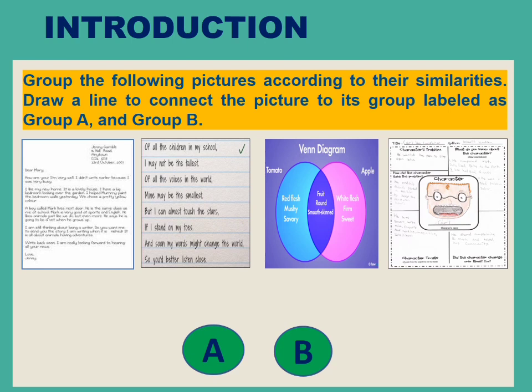Now let us see if you got the correct answers. Which of the given pictures are similar and are grouped together? Pictures 1 and 2 are similar and are grouped together in Group A, while pictures 3 and 4 are similar and are grouped together in Group B. The pictures in Group A are examples of linear text, while the pictures in Group B are examples of non-linear text. Can you cite their difference?